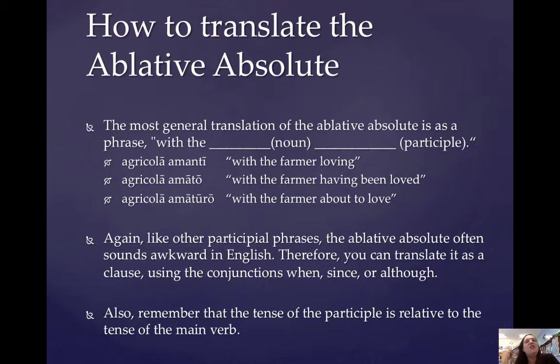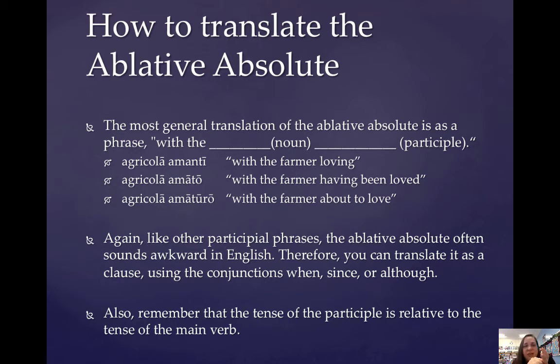So sometimes you're going to have to translate the ablative absolute in a little bit different of a way. Often, like so many times with participial phrases, we have to make them into subordinate clauses, okay? And very often, when we make the ablative absolute into a subordinate clause, it becomes a circumstantial or a causal or a concessive clause, which we learned in chapter 12, right? So, as circumstantial, it can translate as when the farmer was loving.